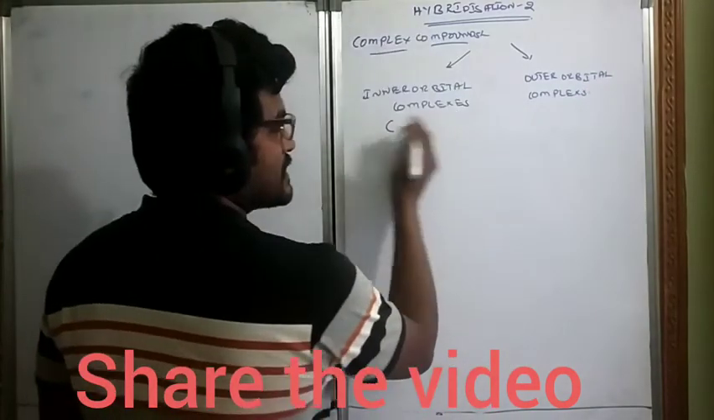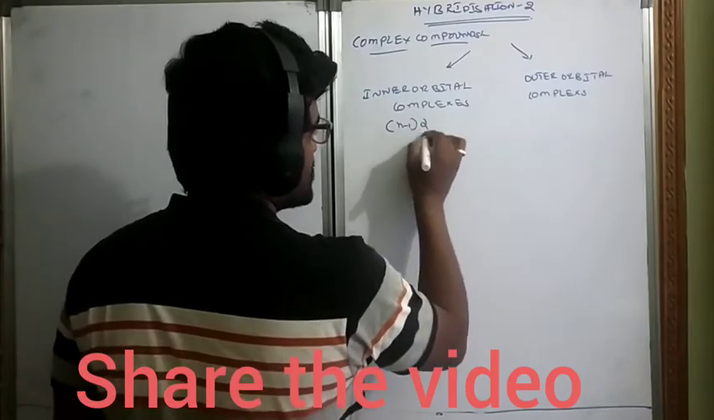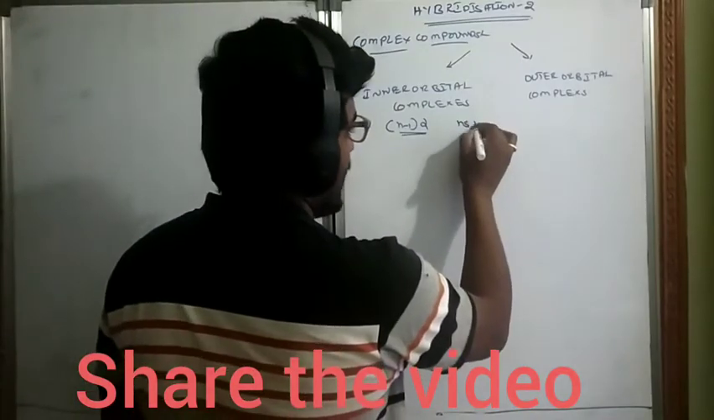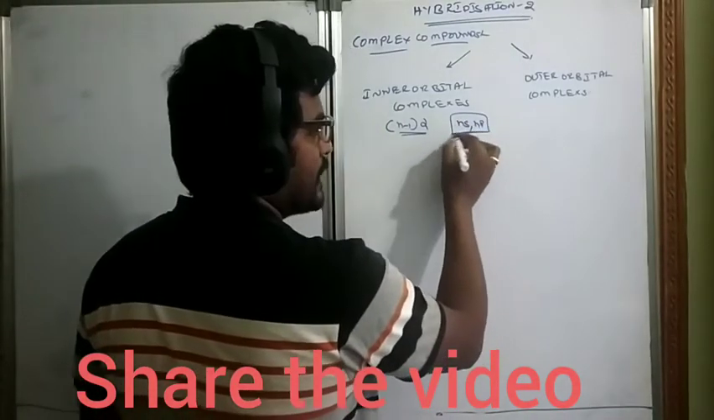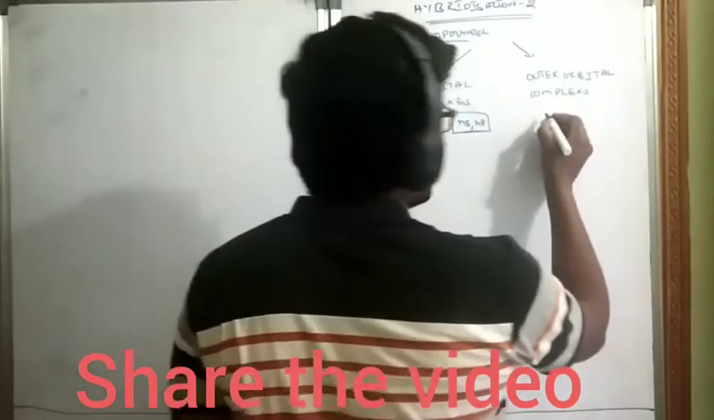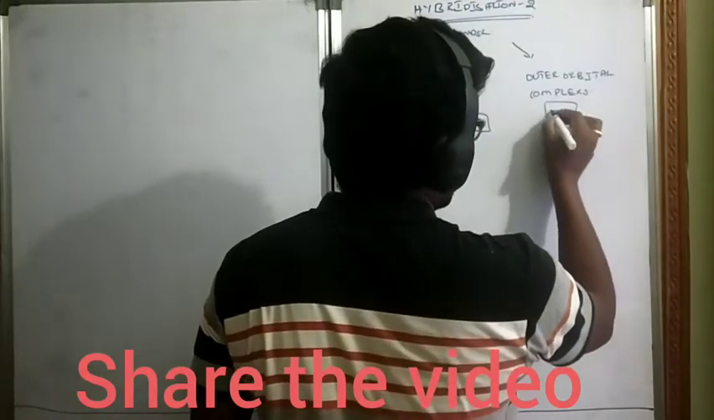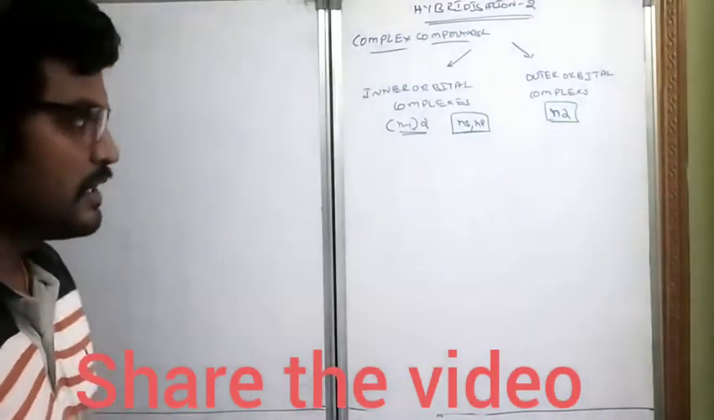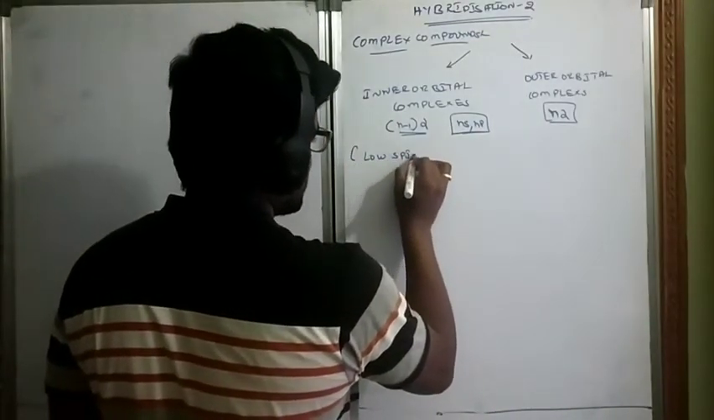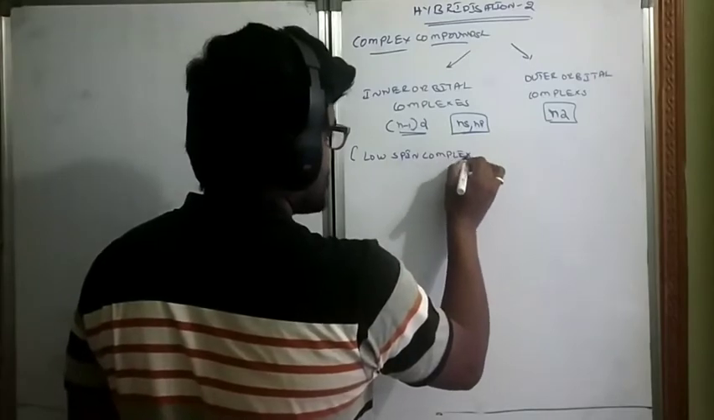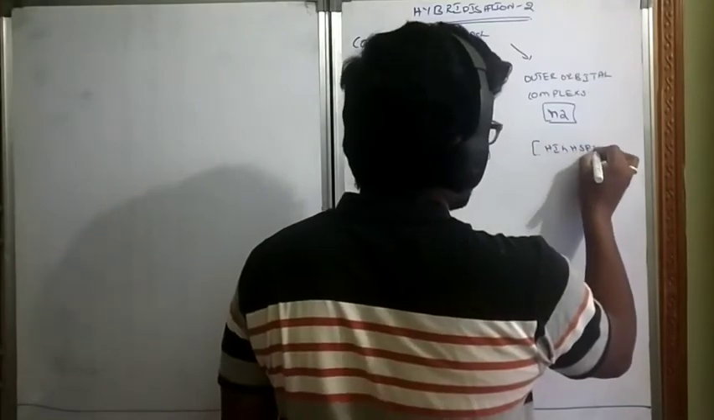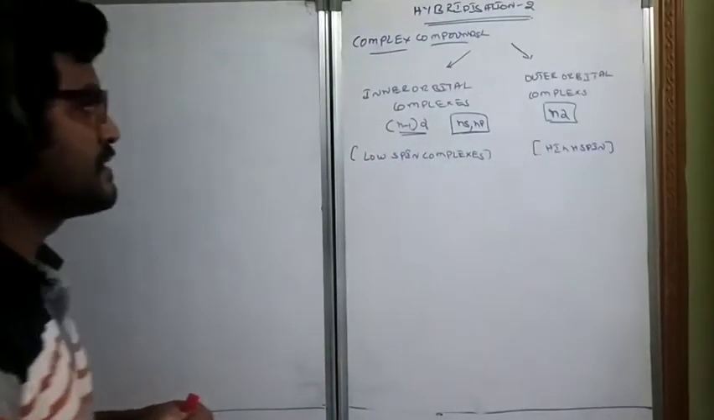Inner orbital complexes means (n-1)d orbitals will be involved in the hybridization. Compared to ns and np, that is s and p, (n-1)d orbitals will be involved in this case. Outer orbital complexes means nd orbitals will be involved in the complex formation. Inner orbital complexes are known as low spin complexes. Outer orbital complexes are known as high spin complexes.